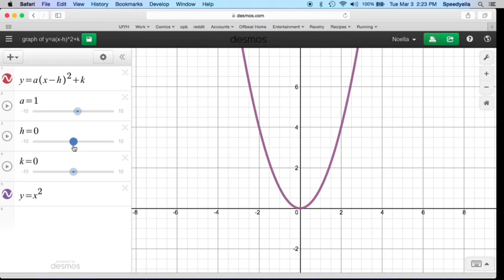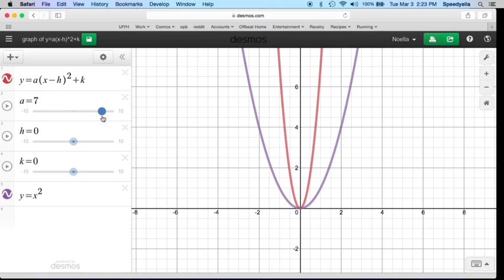Okay, I'm going to set my h back to 0, and now I'm going to manipulate my a value. There are two things that I want you to see about the value of a out here. The first thing is, if I slide all the way over here and I have a nice big a that's bigger than 1 and positive, it makes my parabola really skinny, tall and skinny.